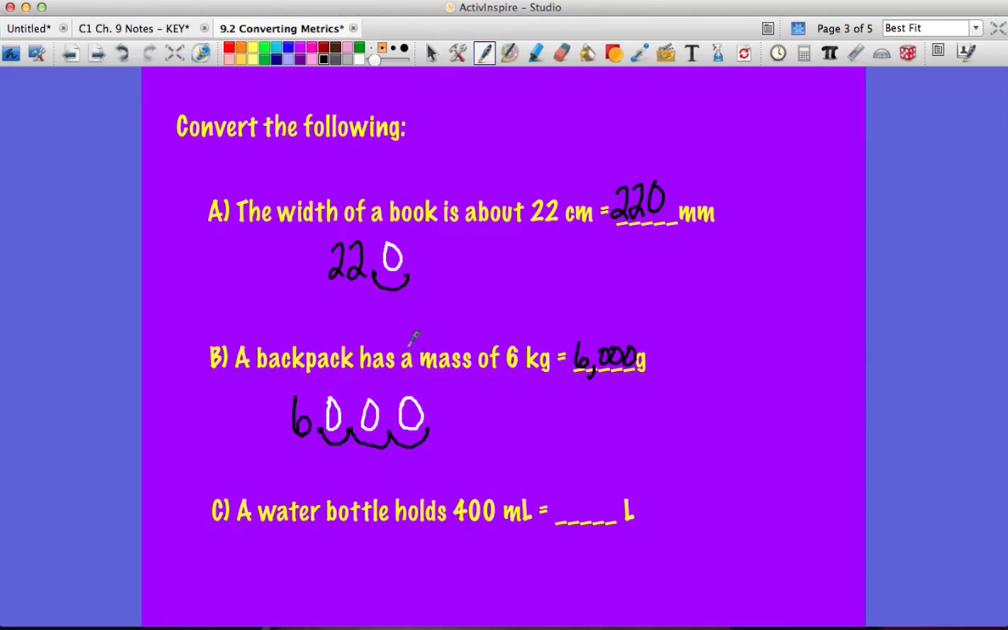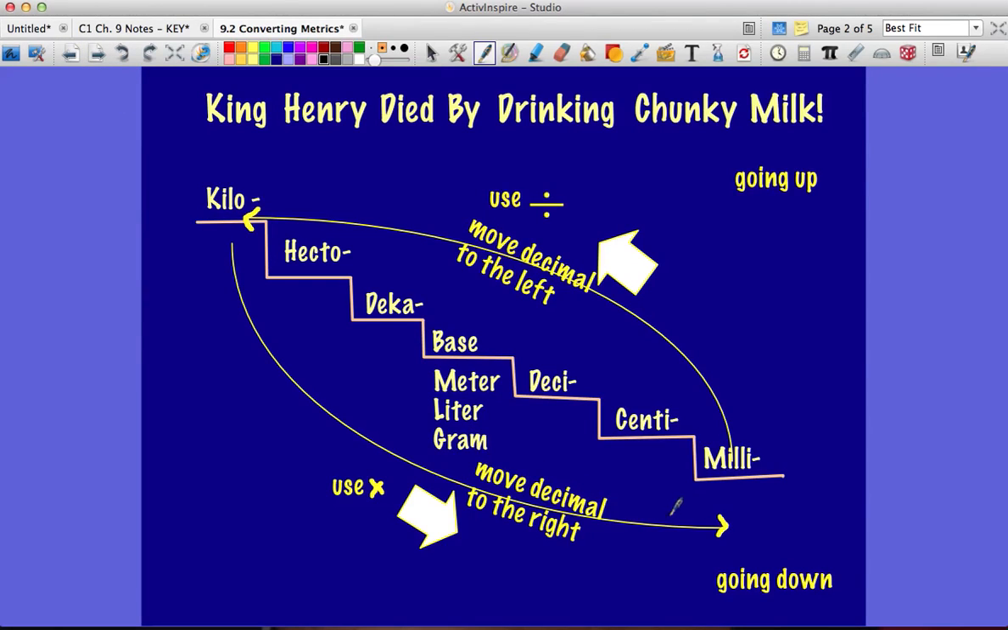You can always go back and check your work because you know based on your notes that if I went from kilo to base, my number should have gotten bigger. Okay, so you might want to write that down. On the bottom, numbers get bigger. Going up, numbers get smaller.